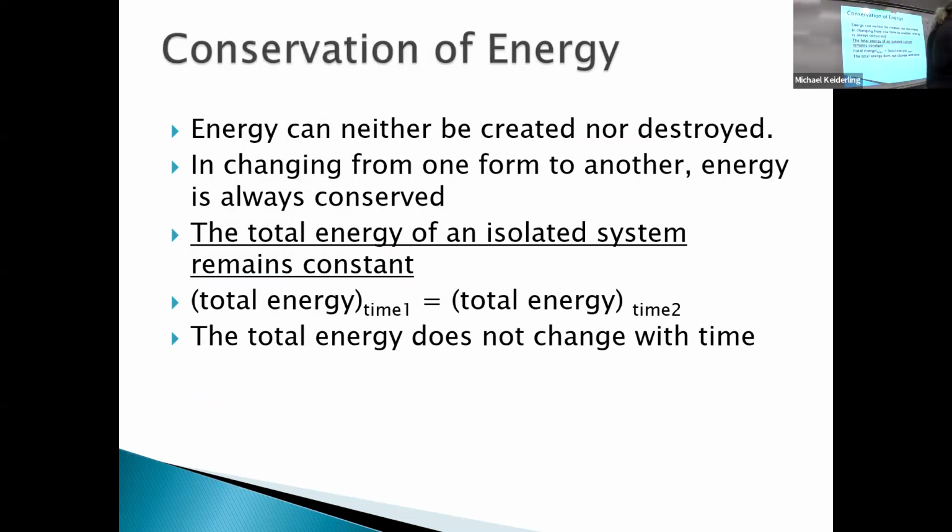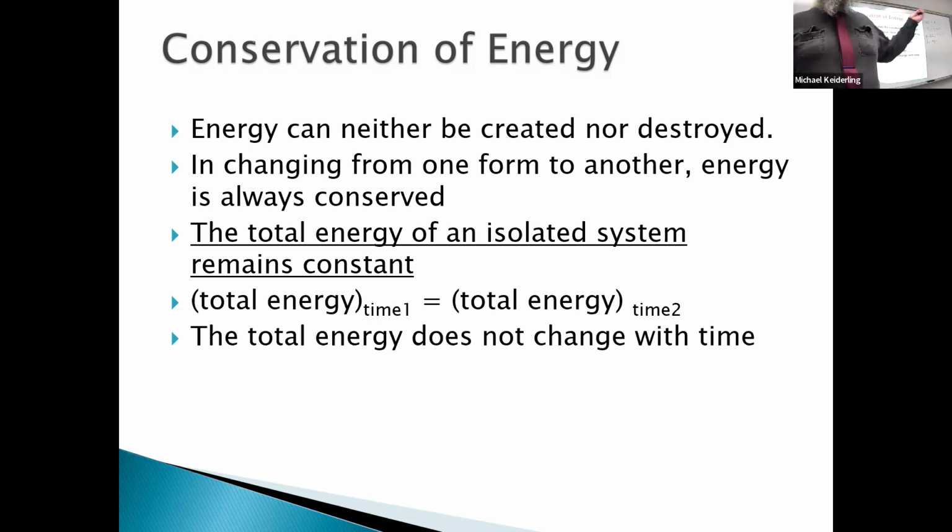So for example, if you toss something into the air, it gains potential energy and loses kinetic energy as it goes up, and then it loses potential energy and gains kinetic energy as it comes down. So on the way up, potential energy is increasing and kinetic energy is decreasing because it's slowing down. On the way down, kinetic energy is increasing, potential energy is decreasing.